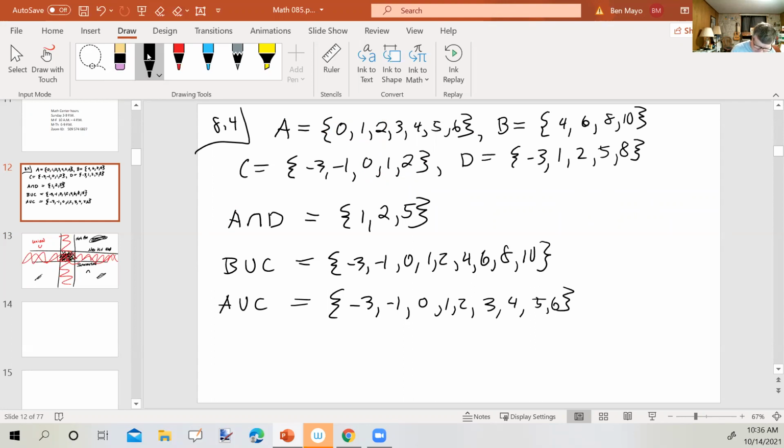Now, what about this? The intersection of B and C.